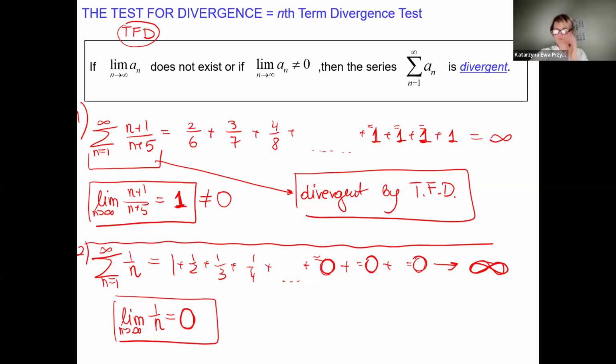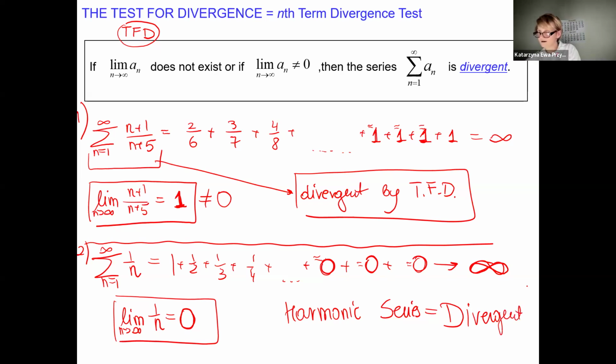But why am I giving this example? Even if the limit is 0, we know nothing. This one we know because it's harmonic. Yeah, harmonic is a good example. The harmonic series is, of course, divergent. Even if the limit is 0, we know nothing. And also, how could we overuse this? If the limit is 0, we would say the infinite series is convergent. No, not good.